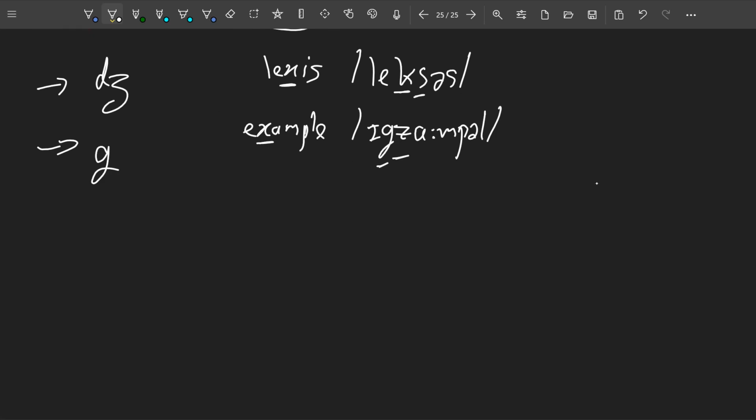So here we have two possibilities for the X, so we had to use different symbols. Now it's x here, and now here it's x, right? Example and Lexus.